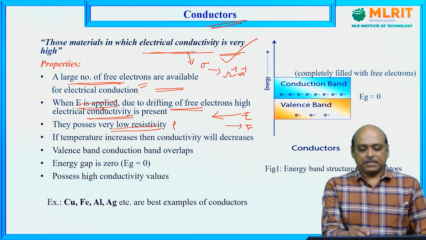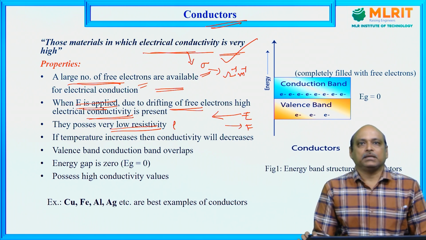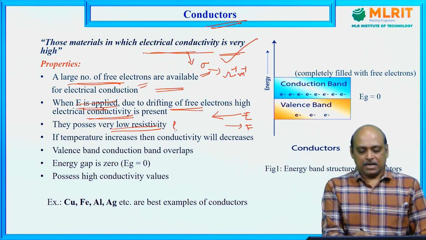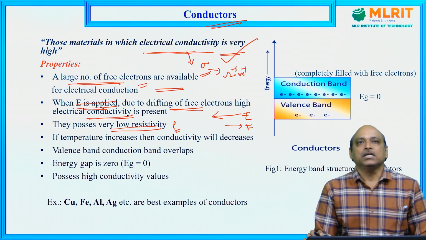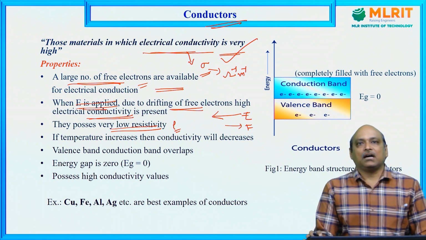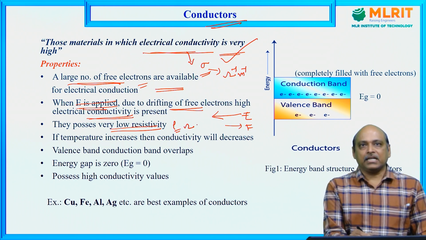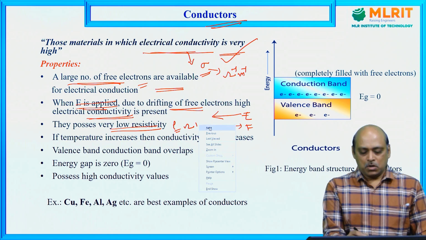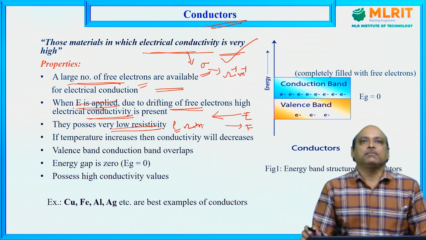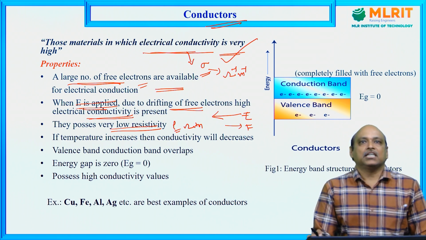Here we represent the conductivity with the symbol sigma, and resistivity with the symbol rho. The units are ohm meter. Ohm meter is the unit of resistivity, which is the reciprocal of electrical conductivity. Reciprocal means 1 by the conductivity, that's why we get the unit as ohm meter.